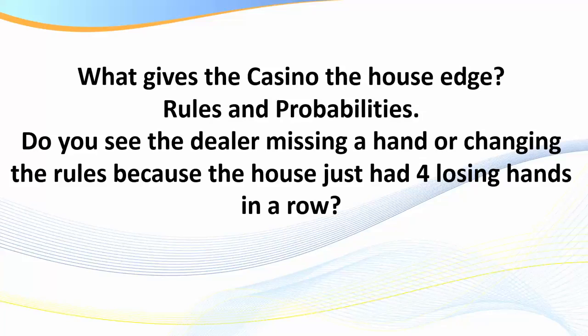Rules and probabilities. And the same when we apply the TradeMaster. Now take the casino: do you see the dealer missing a hand or changing any rules because the house just had 3 losing hands in a row? Of course not. They stick to the rules. And as we know, with say blackjack, it's not uncommon to see 10 losing trades in a row.